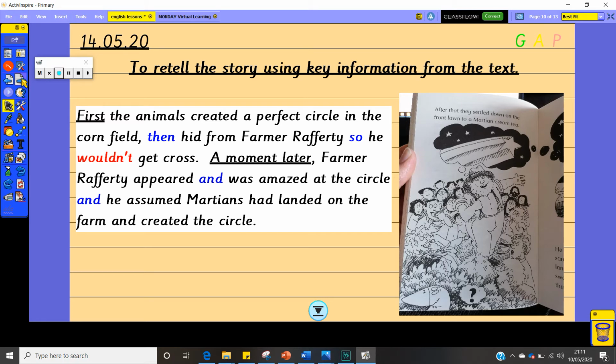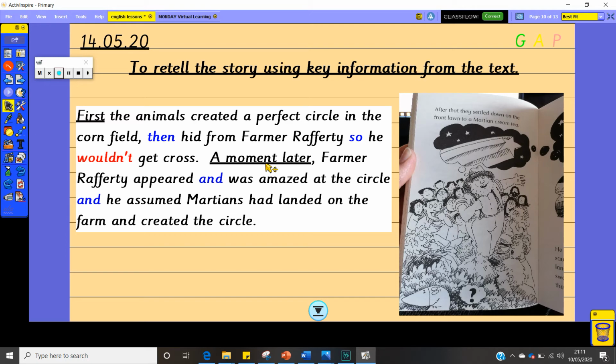And just while you are thinking about it, we will have a look at the writing features that we have included in this paragraph. So we've got first and a moment later. They are our sentence openers. So they are sequencing our sentences. So first, this happened. A moment later, this happened. So it's sequencing our writing.